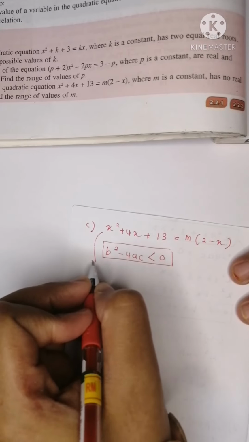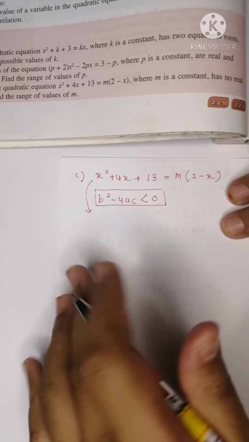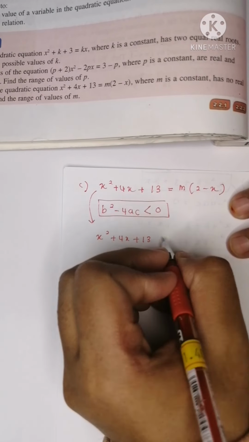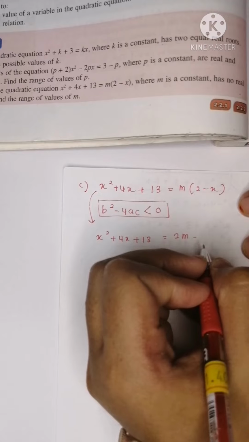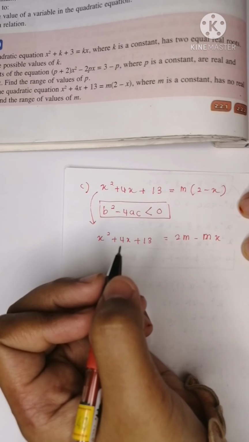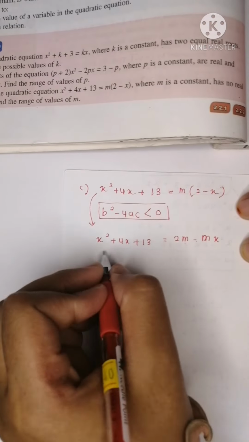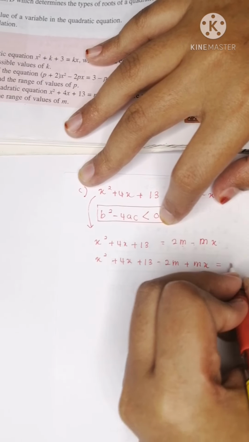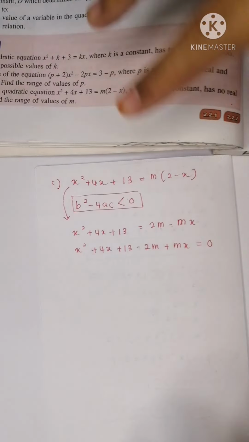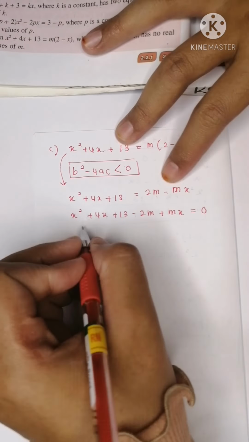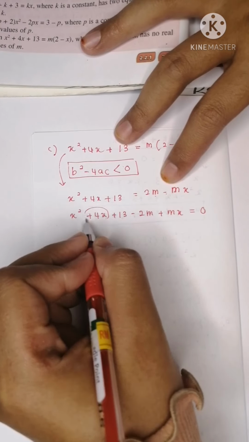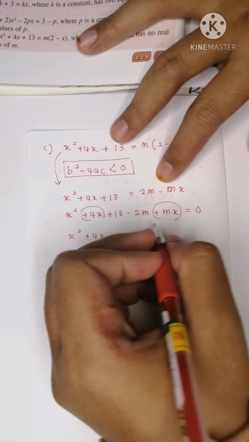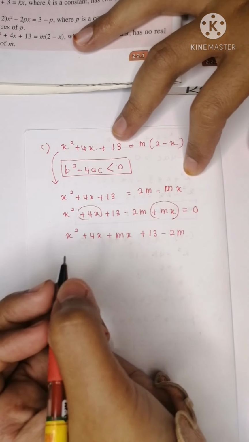We need to simplify this first. So x squared plus 4x plus 13 equal to 2m minus mx. Sorry, 2m minus mx. So x squared plus 4x plus 13 minus 2m plus mx equal to 0. Now, where is the x? This one and also this one. So plus 4x plus mx, and then plus 13 minus 2m equal to 0.